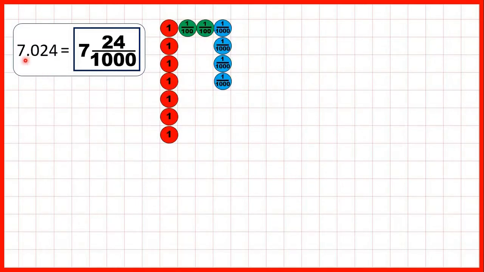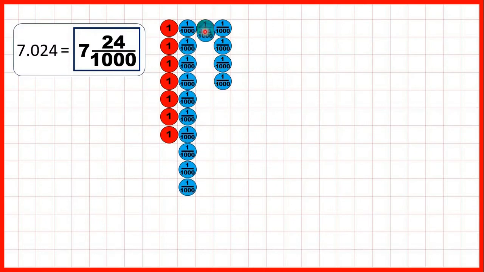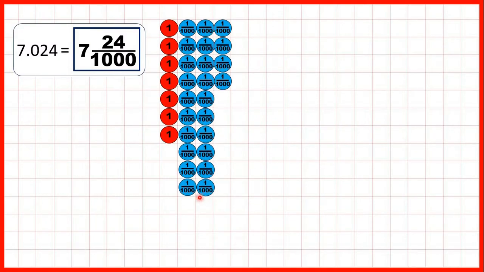So let's take a closer look at 7.024. That's 7 ones, 0 tenths, 2 hundredths and 4 thousandths. But that's the same as 7 and 24 thousandths, because remember, each of these hundredths can be exchanged for 10 thousandths, so that gives us 24 thousandths in our mixed number.